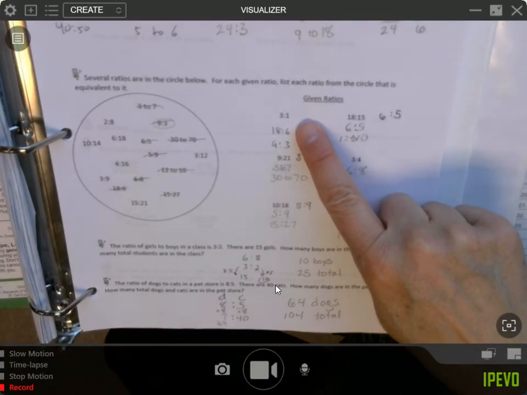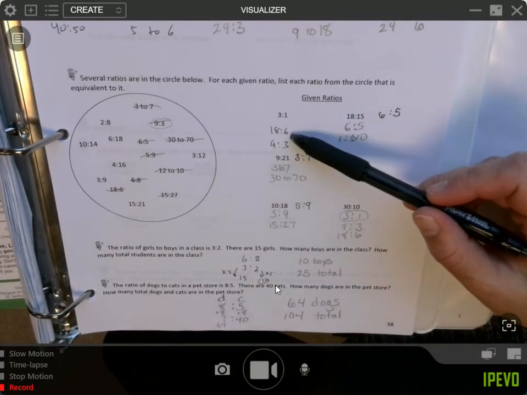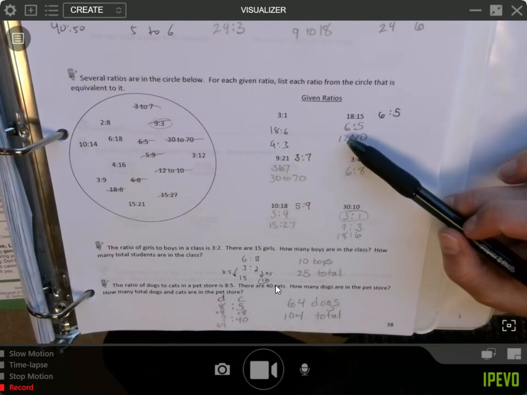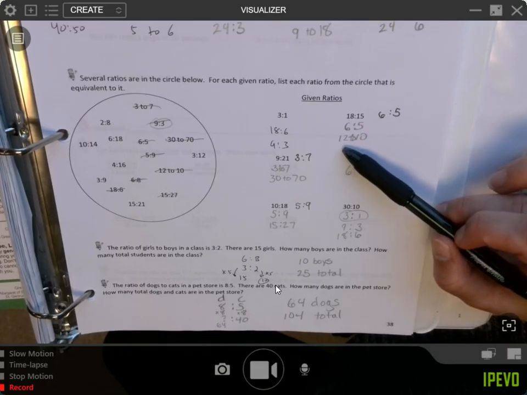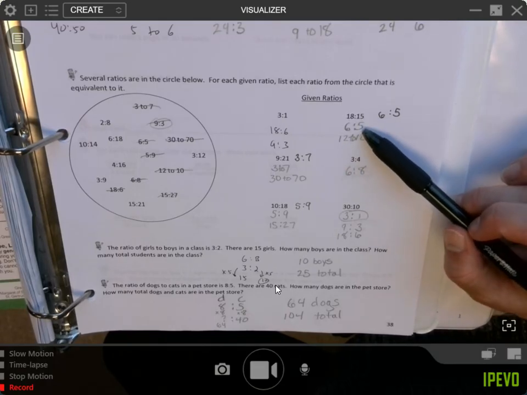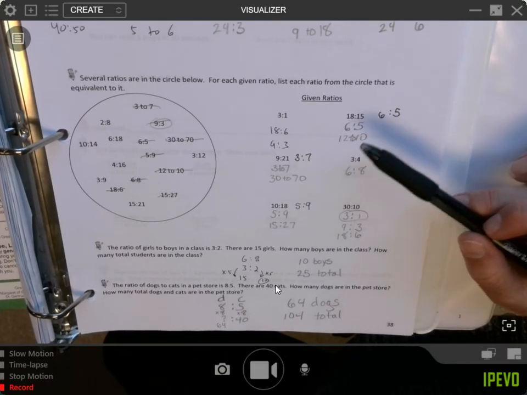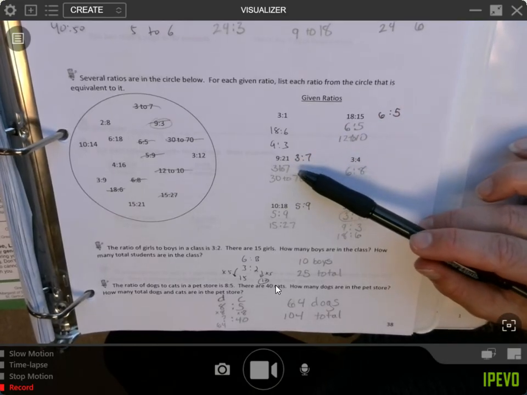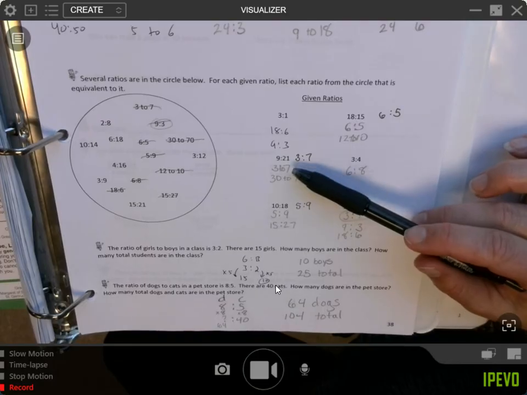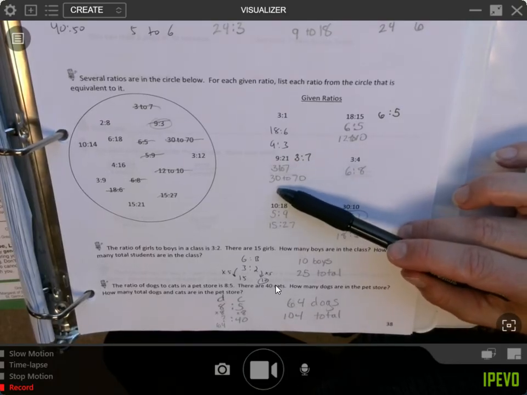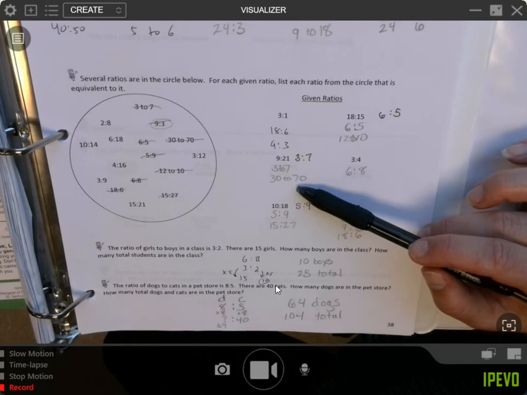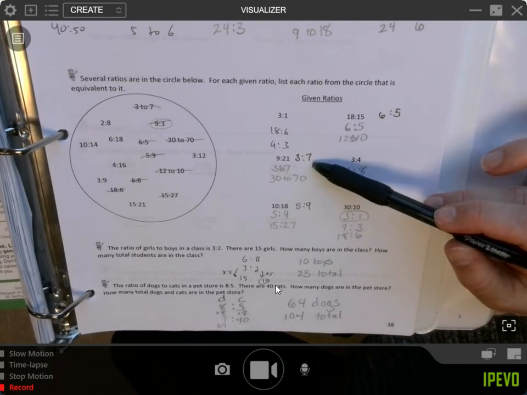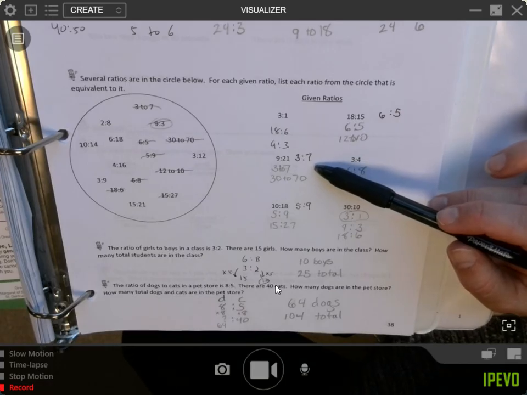3 to 1 is equivalent to 18 to 6 and 9 to 3. 18 to 15 is equivalent to 6 to 5, 12 to 10, because remember we simplified down, and then we multiplied up. 9 to 21 is the same as 3 to 7, we simplify down, then we can multiply up, 30 to 70. I noticed that there are a lot of people who put just one equivalent fraction.